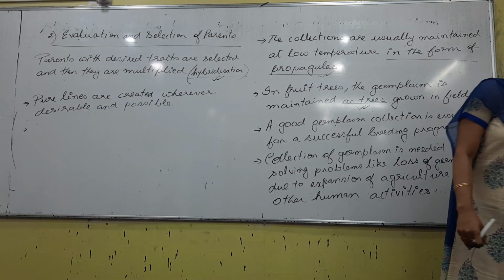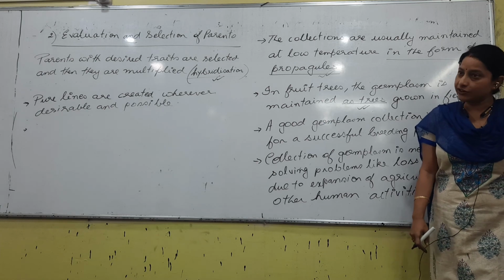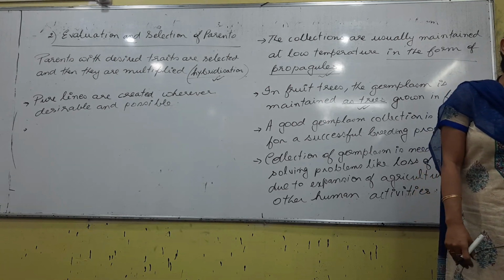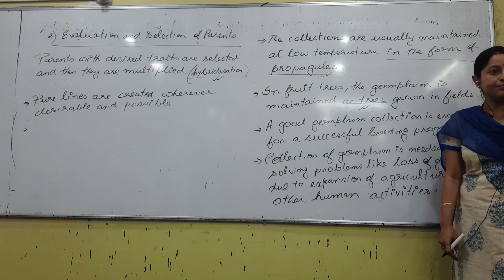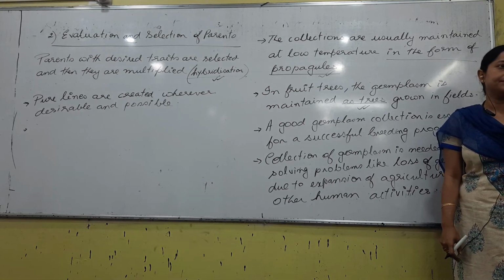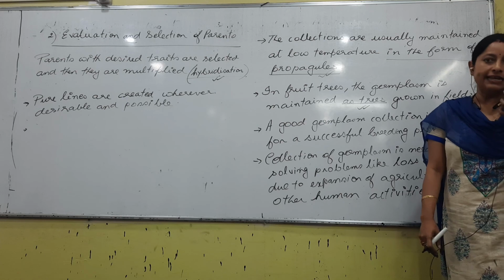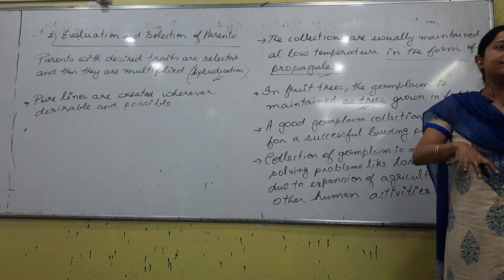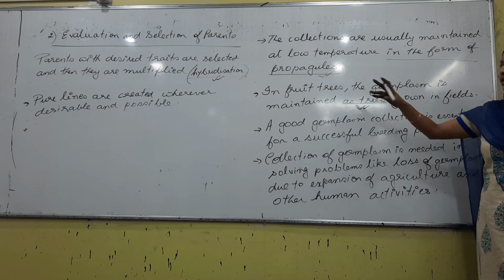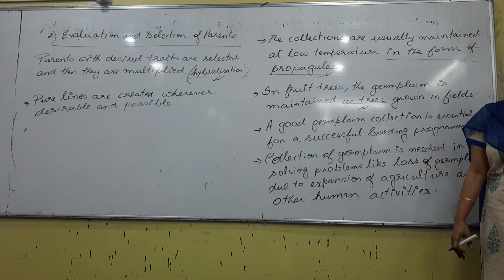After collection of germplasm, the next is evaluation of the parent, or you have to select the parent. How will you select the parent from the collection? By the process of hybridization. Understood? Among all that you collected, which is the best parent, and you see its offspring, right? So by the process of hybridization, what you do is you evaluate.